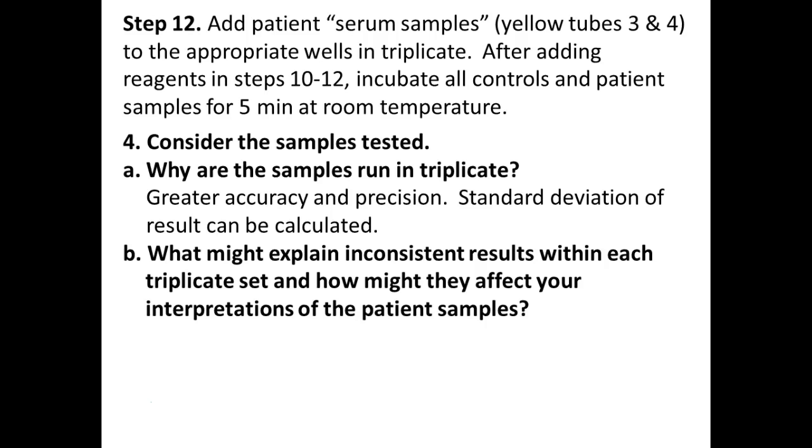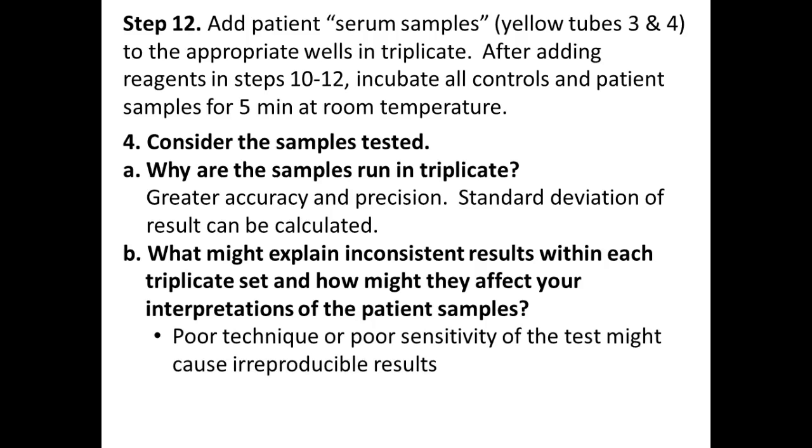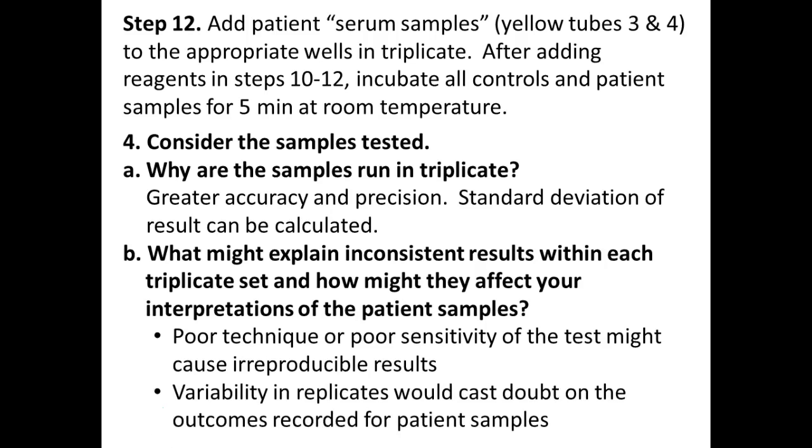So what might explain inconsistent results? Say in the patient samples, one well is positive, next well is positive, the next one's negative. You probably goofed in pipetting, right? Maybe you skipped a well, right? Poor technique, or it could be poor sensitivity of the test. And you want reproducible, right? So the validity is cast some doubt, right? If somehow you end up with some positive and some negative, and not all uniform.